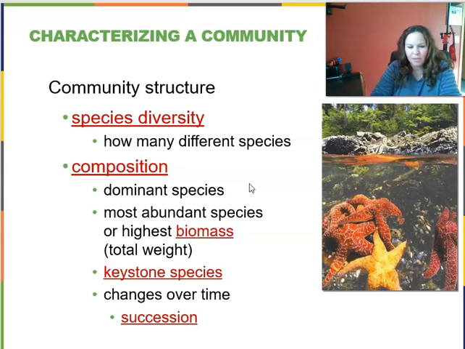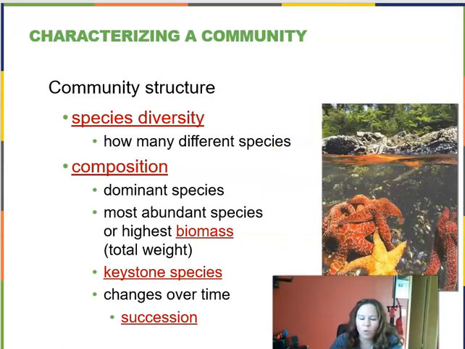biomass. There's also the keystone species, which we'll talk about in a moment. It's a very important species in the community, and then it's also characterized by changes over time, such as what the different types of life look like at one point, and then 50 years later, what does it look like? That's called succession.